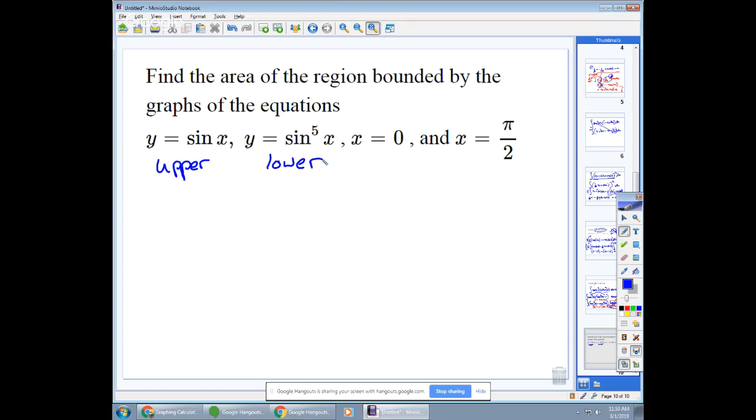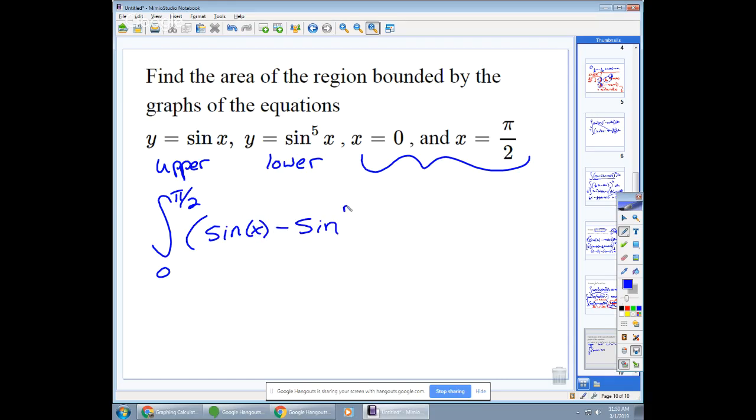And in this interval, since they don't switch, that means we just need one integral. We don't have to break it into multiple integrals. And that's the main thing I needed to check. So then this is the integral from 0 to pi over 2 of the sine of x minus sine to the 5th of x.